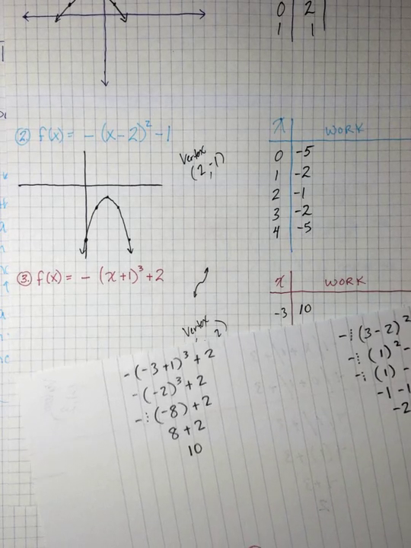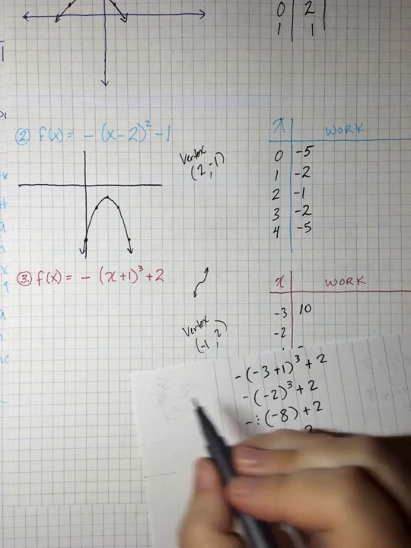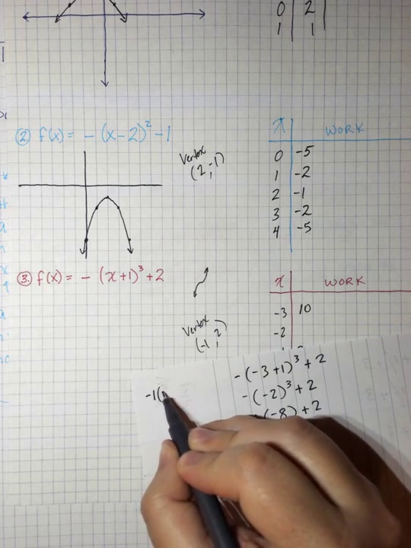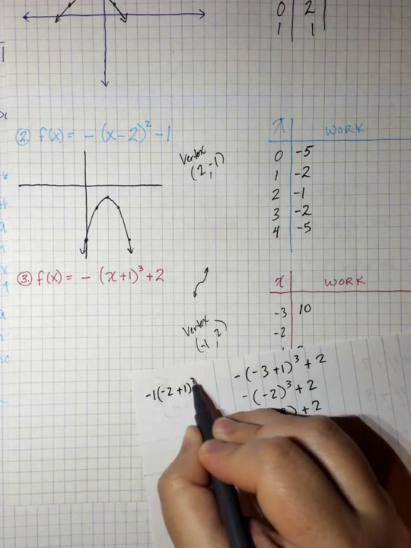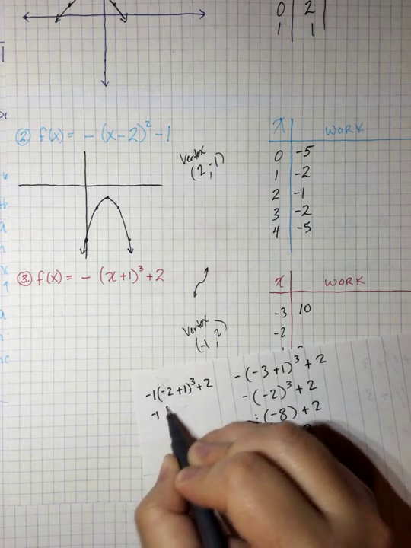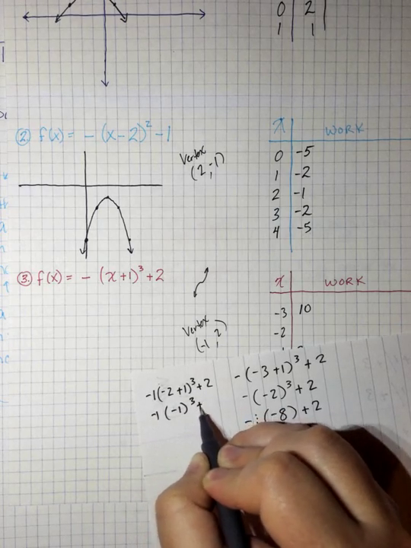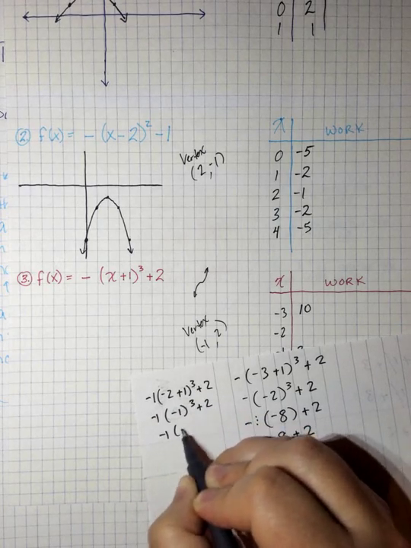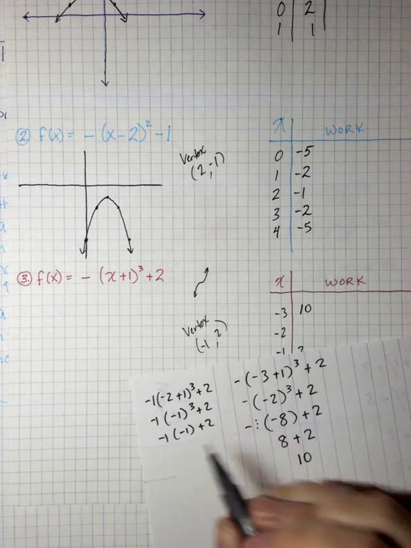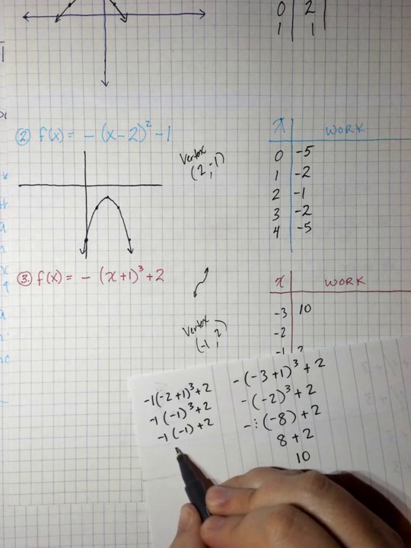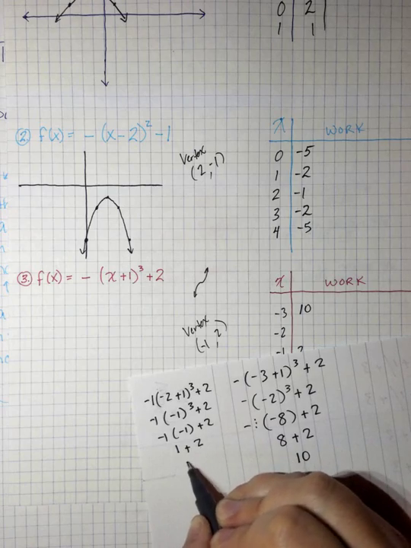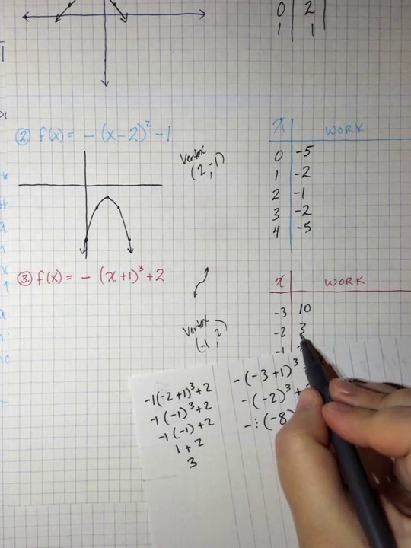Okay? I keep on going here. If I plug in negative 2, inside parentheses I get negative 1. Negative 1 cubed is actually a negative 1. Multiply this negative 1 by a negative a value, and I get a positive 1. And 1 plus 2 is 3.